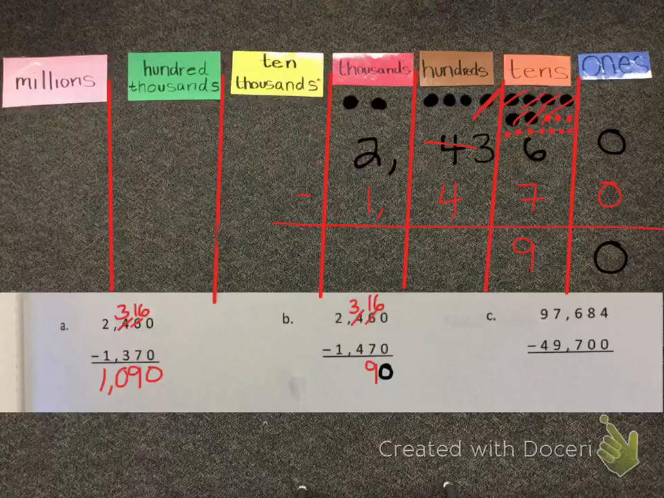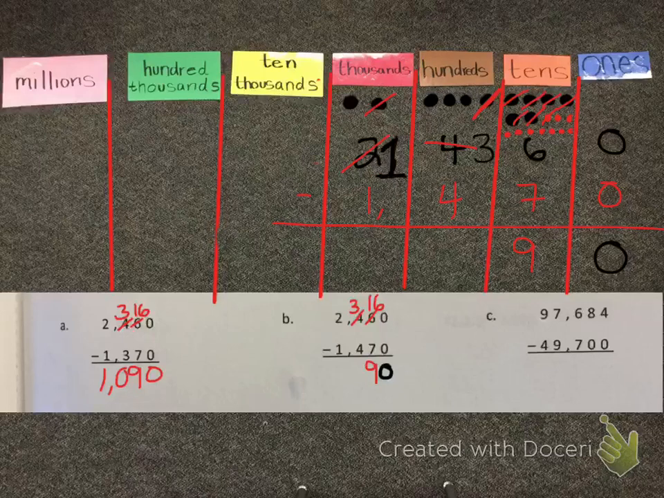But now, since we unbundled in the hundreds place, we only have 3 dots here, and I had to subtract 4 dots. We don't have enough dots. So we have to unbundle from the thousands. And this is no longer 2. It is 1. Okay.